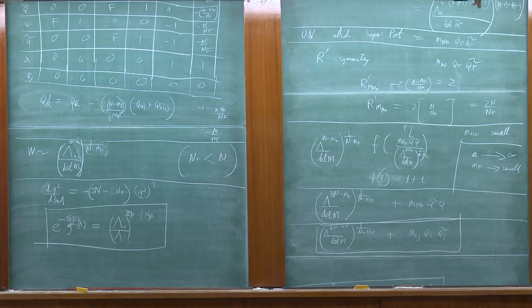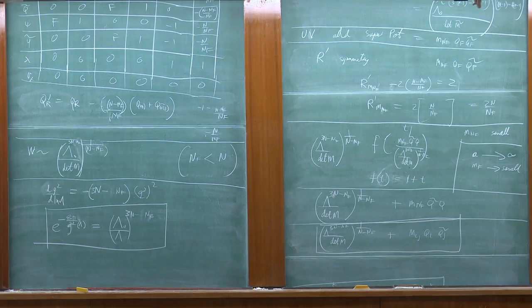In the case NF is equal to N plus 1, and NF is equal to N plus 2, we will have superpotentials involving baryons and mesons like this. Hang on for a minute.